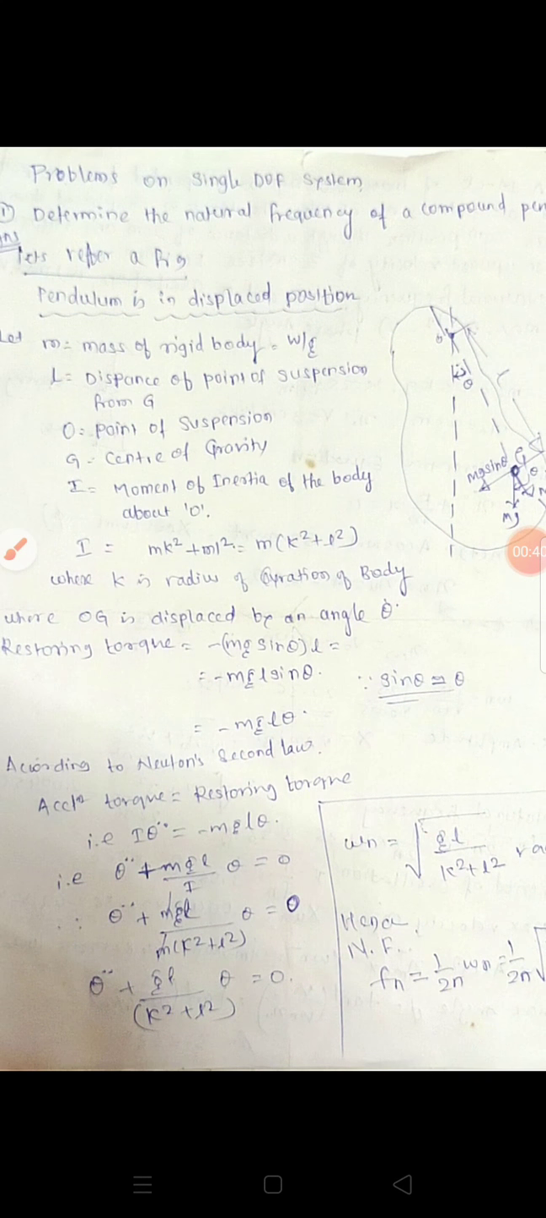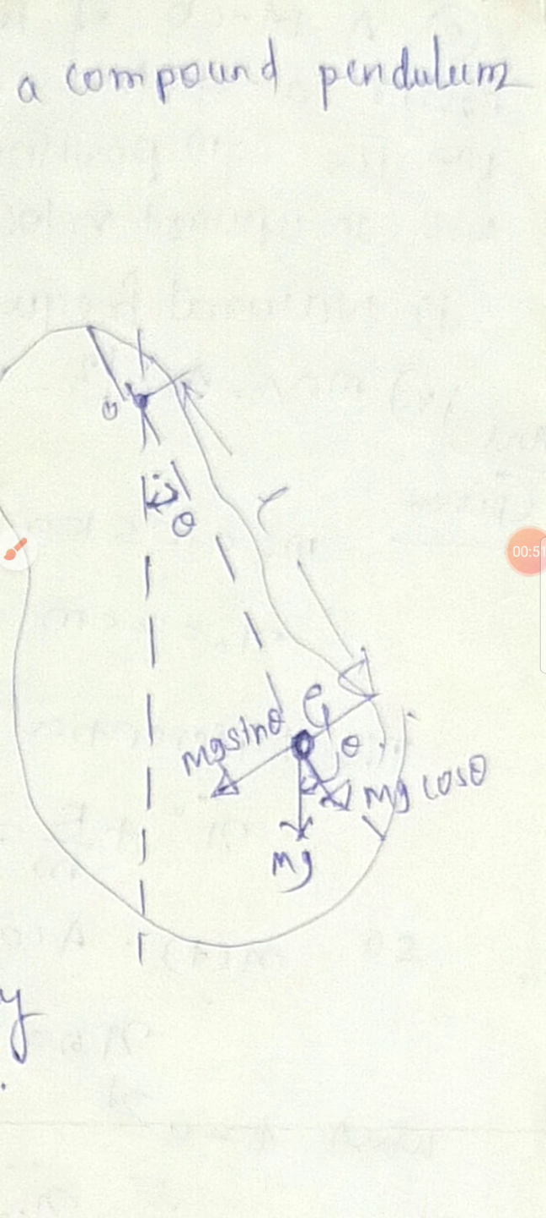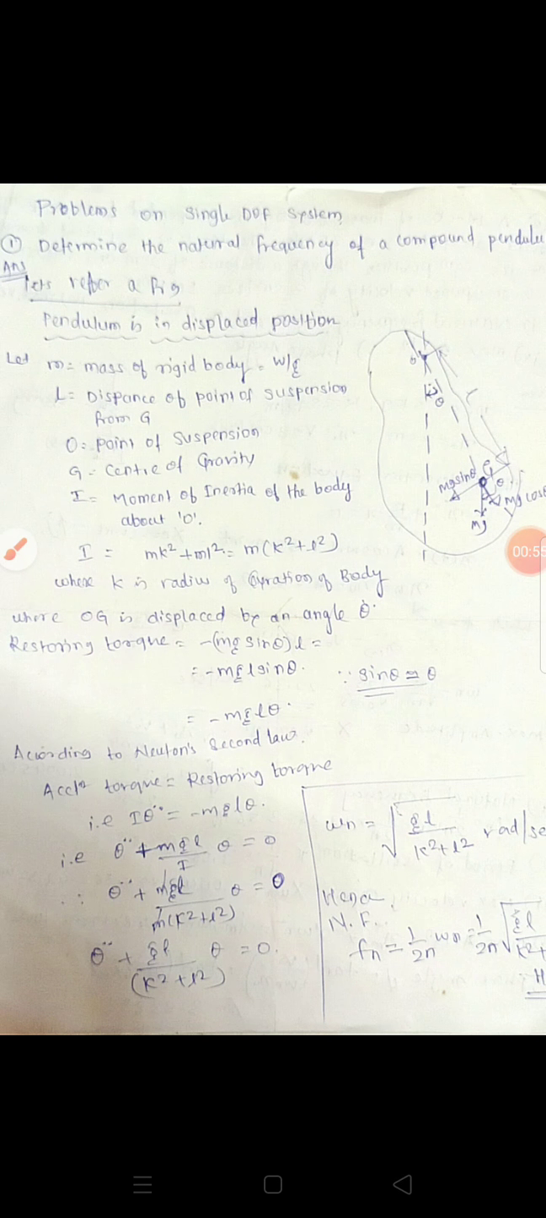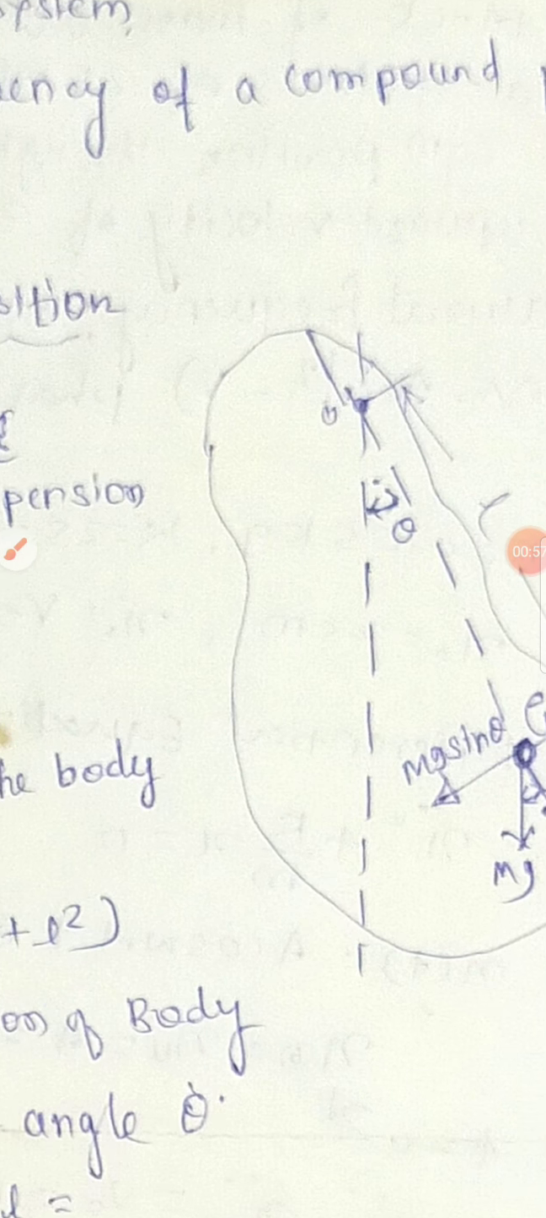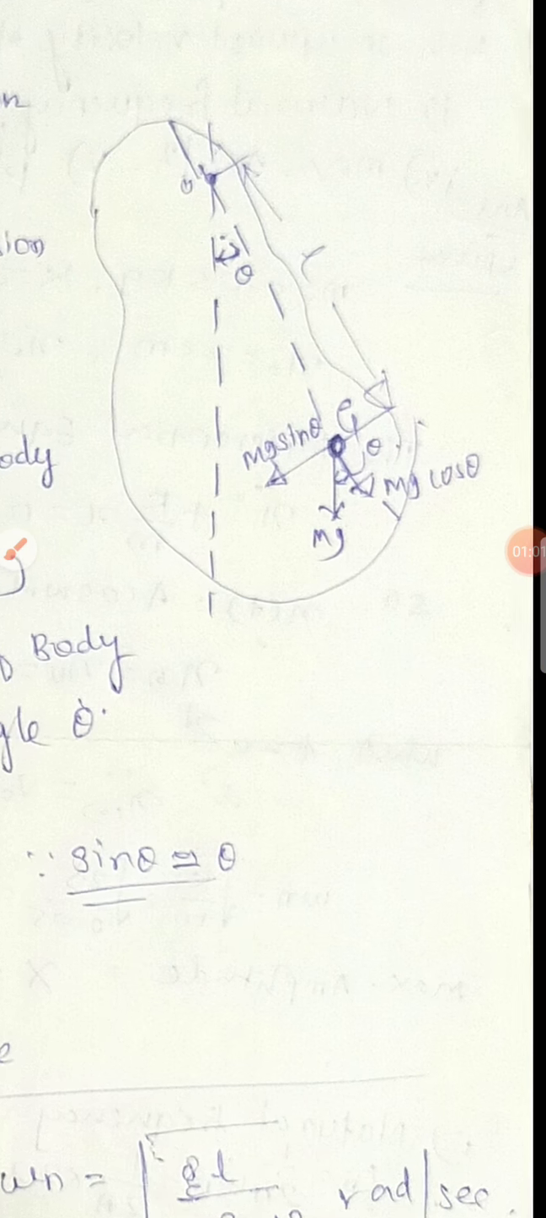Let M be the mass of the rigid body. L is the distance of the point of suspension. See, this is L, the distance of the point of suspension. Next, O is the point of suspension, and G is the center of gravity.